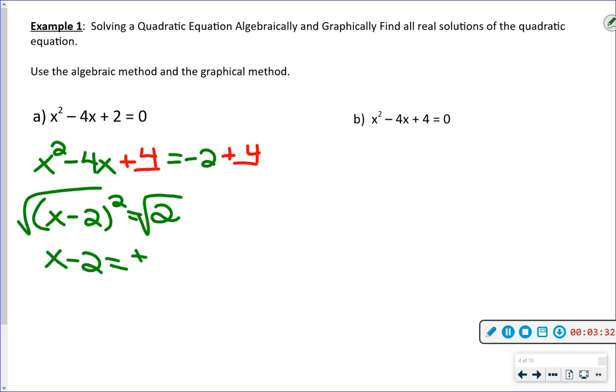Don't forget plus or minus for your 2 answers. And last but not least, let's add 2 over. Okay. So we technically have 2 answers, 2 plus the square root of 2, and 2 minus the square root of 2. Now here is the graph for it.